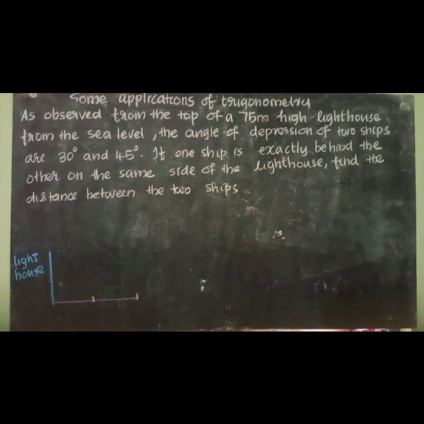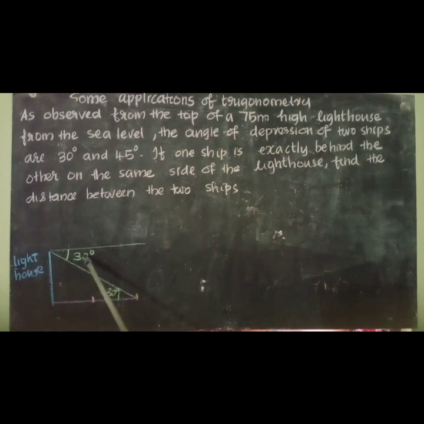Let us draw it. So the person is here, he is looking at the first ship at the angle of depression of 30 degree. This is our horizontal line and this one is the line of sight. This is marked angle of depression. So here we can mark angle of elevation also because we know angle of depression is equal to angle of elevation. So in the first case, I have marked the angle of depression and angle of elevation.